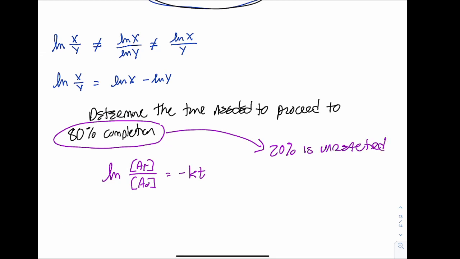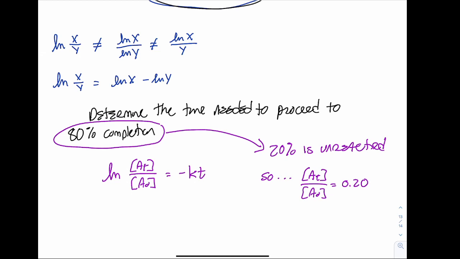And when we first were talking about first order rate laws, we said that the fraction A_t over A naught tells us the amount that remains at time t. So I'm going to plug in 0.2 for that fraction. We can leave that natural log off. If it said determine the time needed to proceed to 20% completion, then I would plug in 0.8.